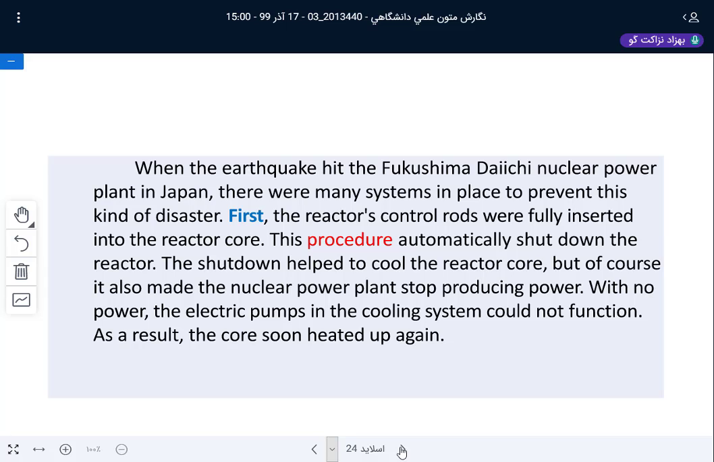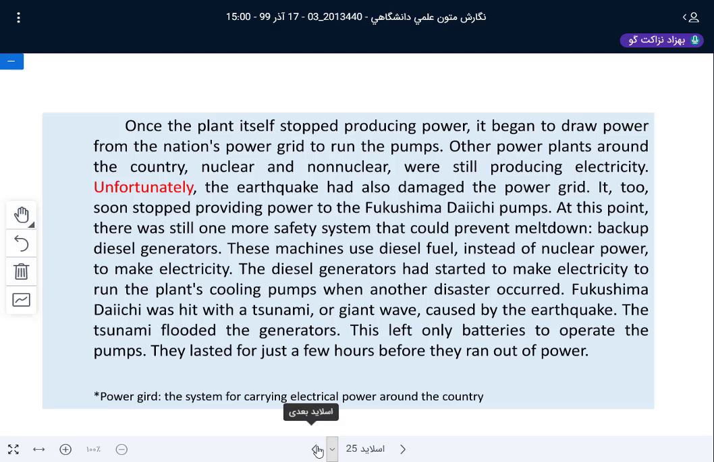This procedure automatically shut down the reactor. The shutdown helped to cool the reactor core, but of course, it also made the nuclear power plant stop producing power. With no power, the electric pumps in the cooling system could not function as a result. The core soon heated up again. So, you see how it works. Once the plant itself stopped producing power, it began to draw power from the nation's power grid to run the pumps.